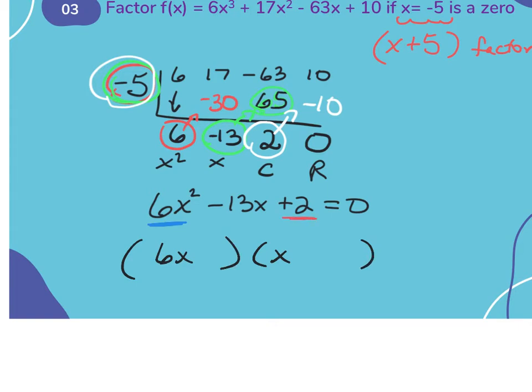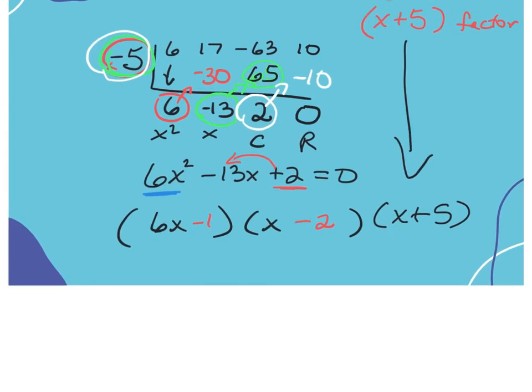The factors of the positive 2 have to be the same sign, and it's going to take on the sign of the middle, and that's going to be negative 1, negative 2. Again, FOIL this. If it doesn't give you the negative 13 in the middle, then you've done something wrong, but it works. So again, we can take the original factor they gave us, and these are the three factors of this polynomial.